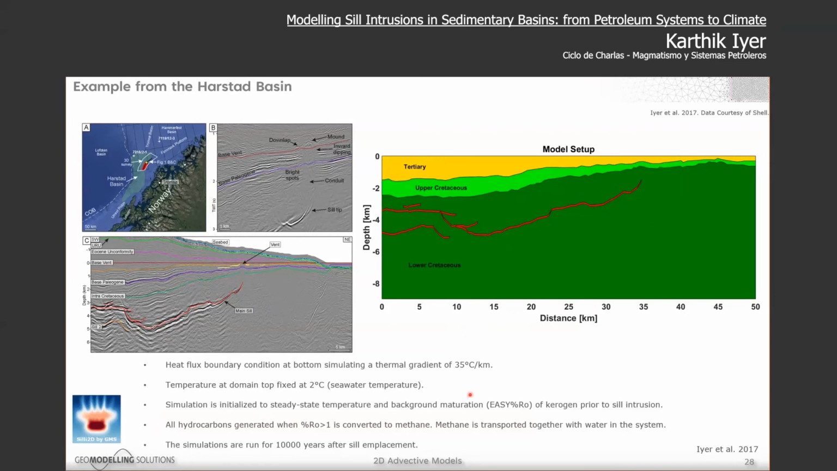And we initialize it to the steady state background temperature. There's maturation that can be calculated using the Easy%Ro method. What we do here, right now at least, is calculate the maturity based on Easy%Ro, and anywhere it's above 1, that means it's within the gas window, we convert all carbon in the TOC to methane. And that methane is simply transported with the water in the system. It's a very simple model. There's no multi-phase flow in this because that would be too expensive, but it's a simple model to start with, to see whether we can recreate this vent.